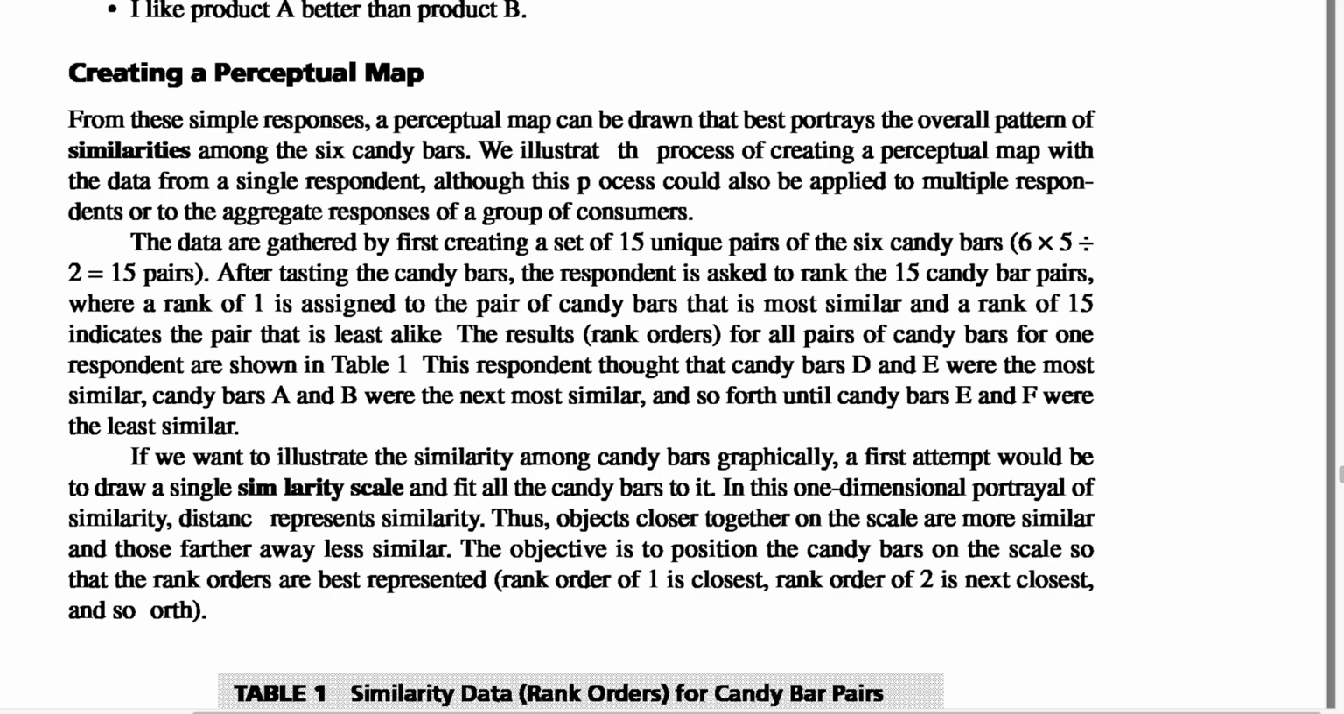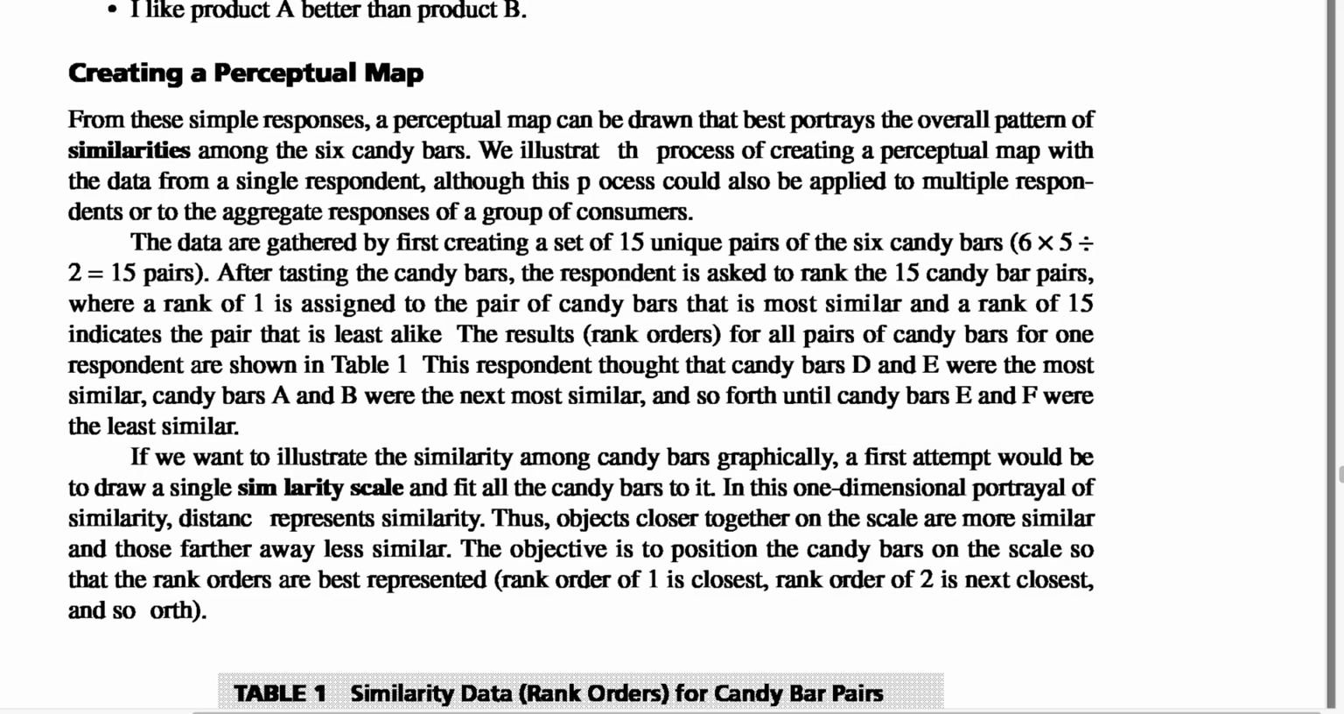After testing the candy bars, the respondent is asked to rank the 15 pairs, where the rank of 1 is assigned to the pair of candy bars that is most similar, and the rank of 15 indicates the pair that is least alike. The resulting rank order for all pairs of candy bars for one respondent is shown in Table 1. This respondent thought that candy bars D and E were the most similar, candy bars A and B were the next most similar, and so forth until candy bars E and F were the least similar.